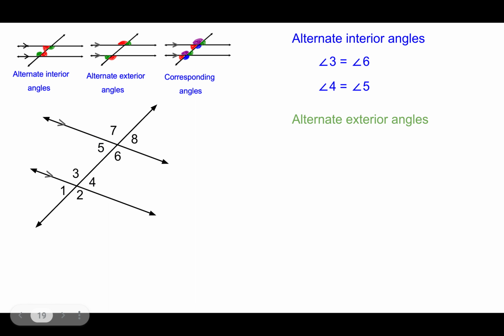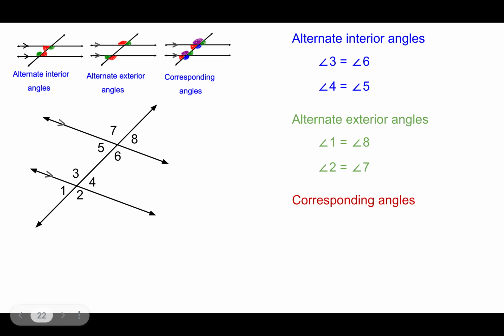For the alternate exterior angles, they're outside the parallel lines on opposite sides of the transversal. So angle 1 is on the left side of the transversal and angle 8 is on the right side of the transversal. We have angle 2 and angle 7, again on the left side for angle 7, on the right side for angle 2, and outside the parallel lines.